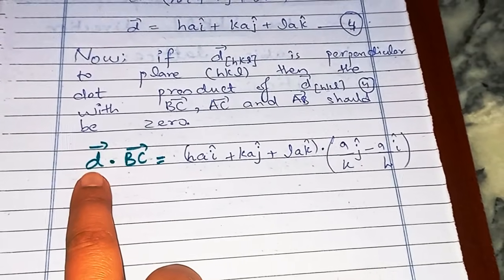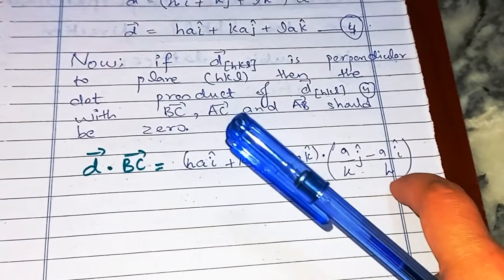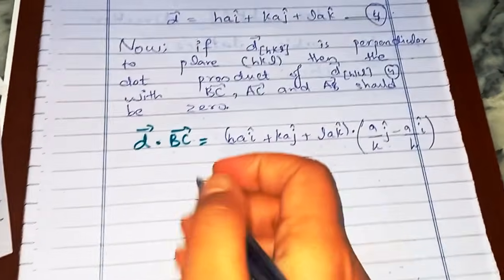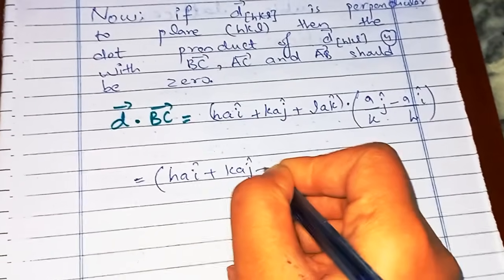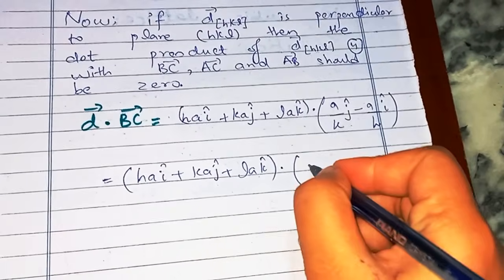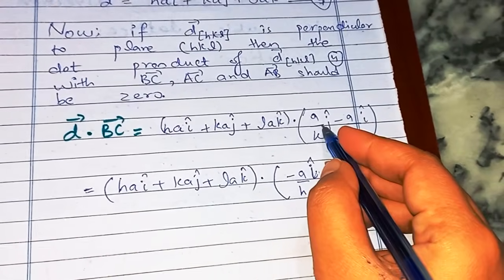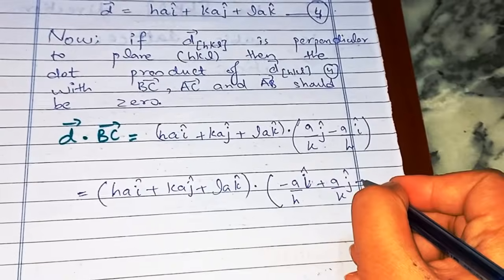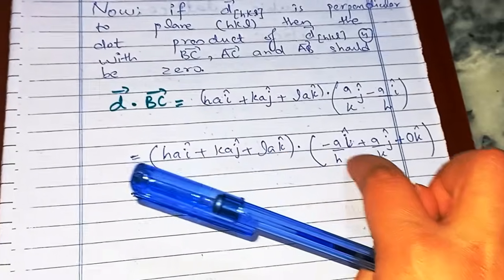While finding the dot product, the I hat term multiplies with the I hat term, the J hat term multiplies with the J hat term, and the K hat term multiplies with the K hat term. So let's assemble them in order. First I write the I hat component, which is minus A by H I hat. Then the J hat component, which is A by K J hat, and since there is no K hat component, it's 0 K hat. Now let's multiply them together, HA with minus A by H.